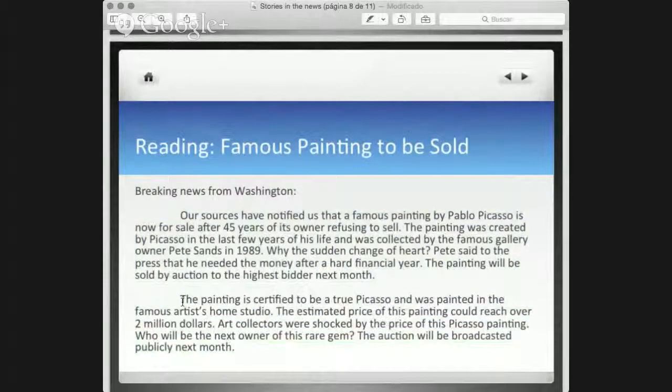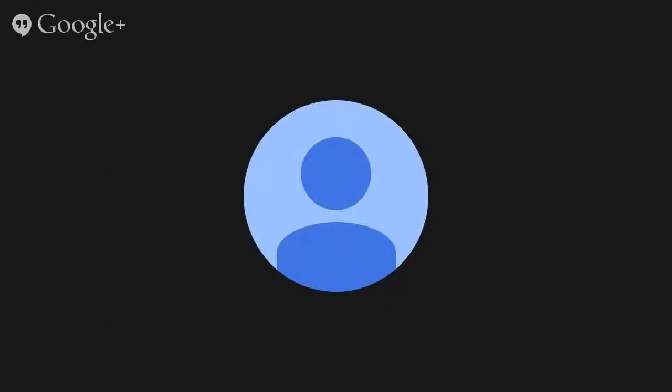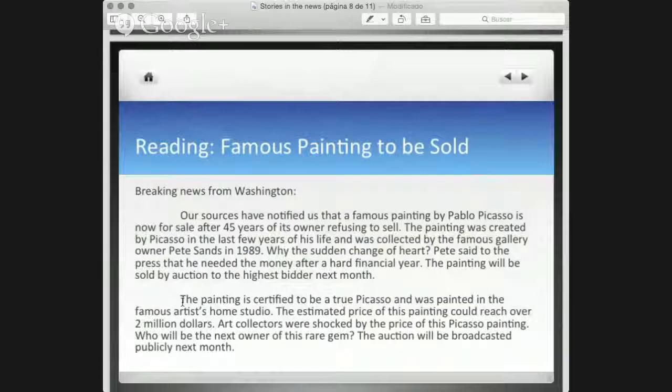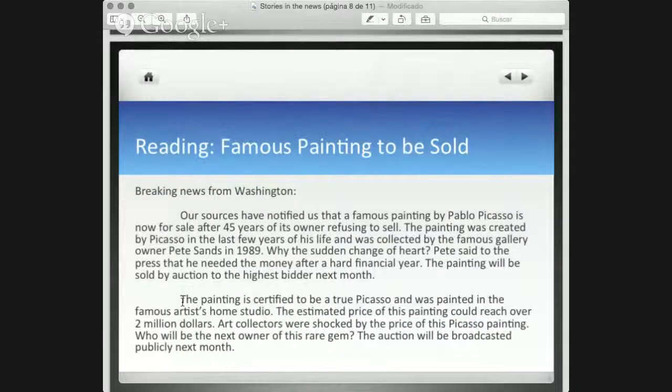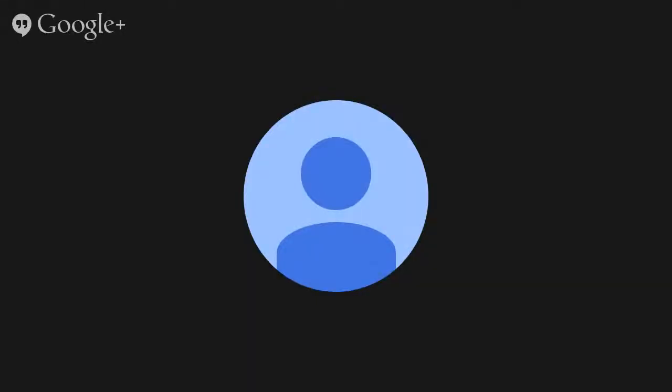The painting is certified to be a true Picasso and was painted in the famous artist's home studio. The estimated price of this painting could reach over $2 million. Art collectors were shocked by the price of this Picasso painting. Who will be the next owner of this rare gem? The auction will be broadcast publicly next month.